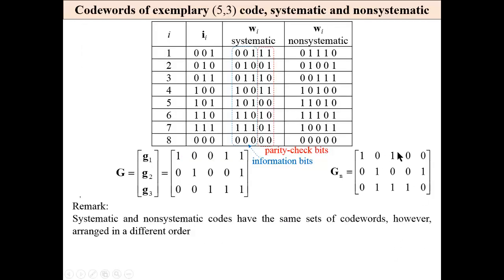In this table we have all code words for information words, in this column the systematic code and in this column the non-systematic code. As can be seen, systematic and non-systematic codes have the same set of code words, however arranged in different order. Assignment of a code word to the given information word is different for both codes. That's the only difference. The set of code words is exactly the same.